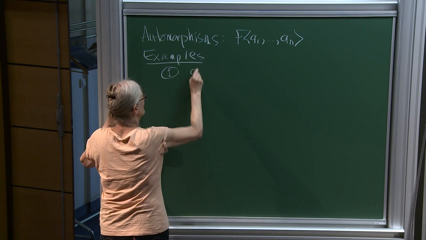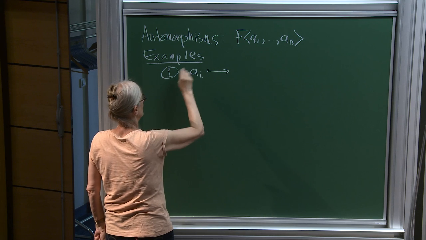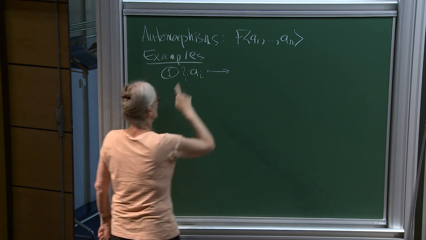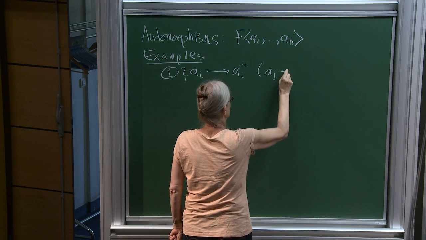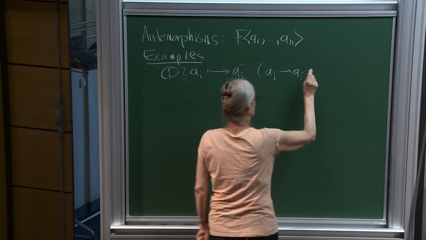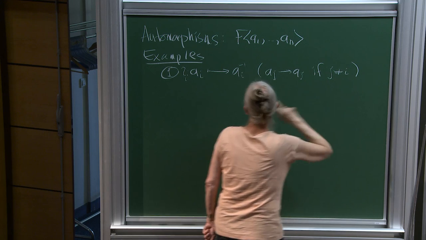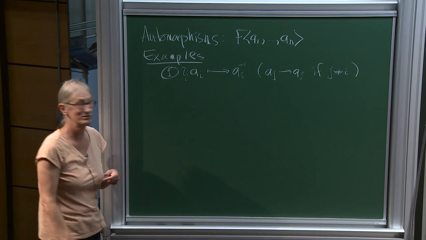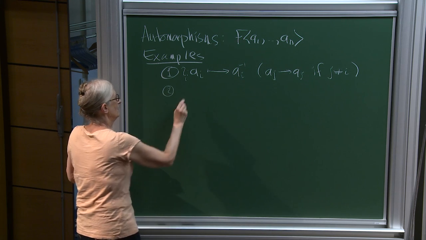So for example, I can send AI, let me call this iota I, to its inverse, and don't do anything to AJ if J isn't equal to I. Okay, that's clearly an automorphism. It's clear how to undo it. You just send AI to its inverse. It squares to the identity.